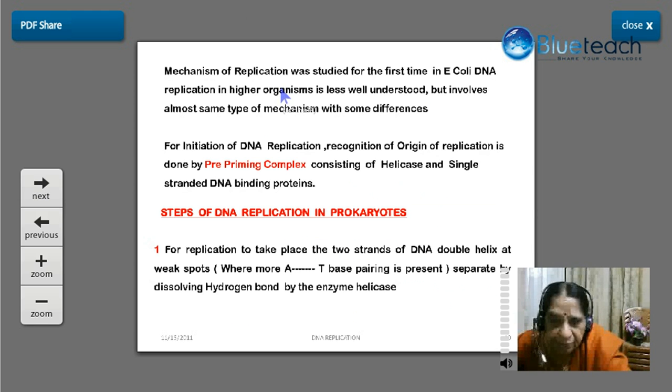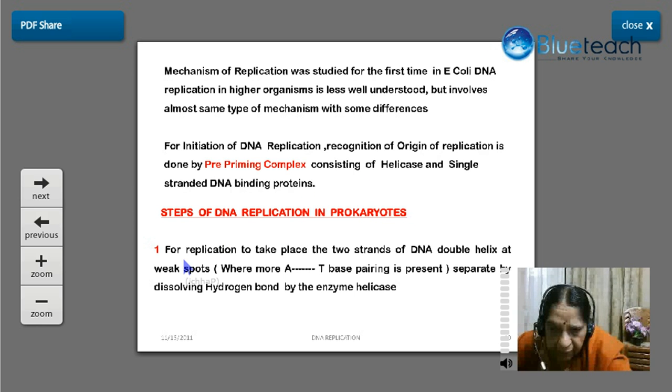Mechanism of replication was studied for the first time in Escherichia coli. Replication in higher organisms is less well understood but involves almost same type of mechanism with some differences only. For initiation of DNA replication, recognition of origin of replication is done by pre-priming complex consisting of helicase and single-stranded DNA binding proteins. Now let us see the steps.